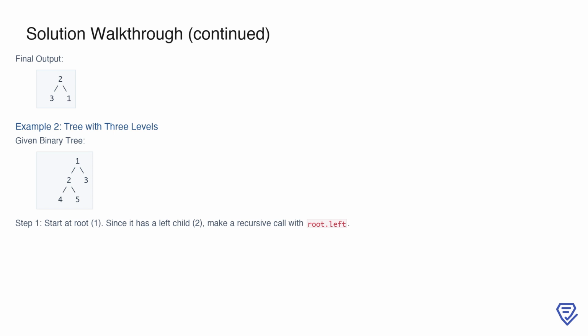Moving to the next example, we now work with a binary tree that has 3 levels. The root is node 1, with left child 2 and right child 3. Node 2 itself has 2 children, node 4 on the left and node 5 on the right.